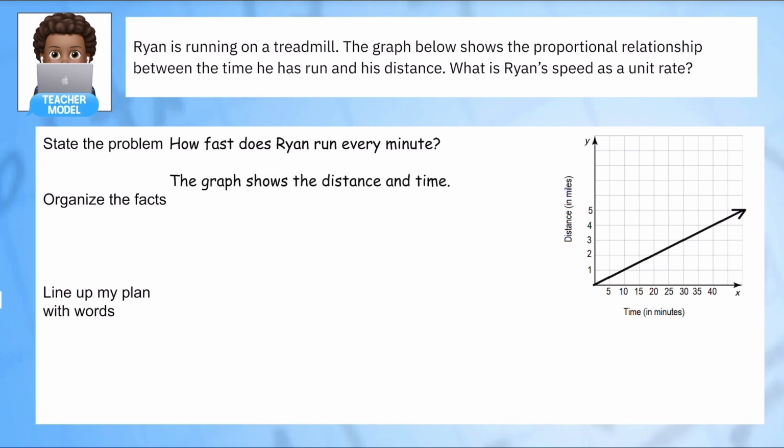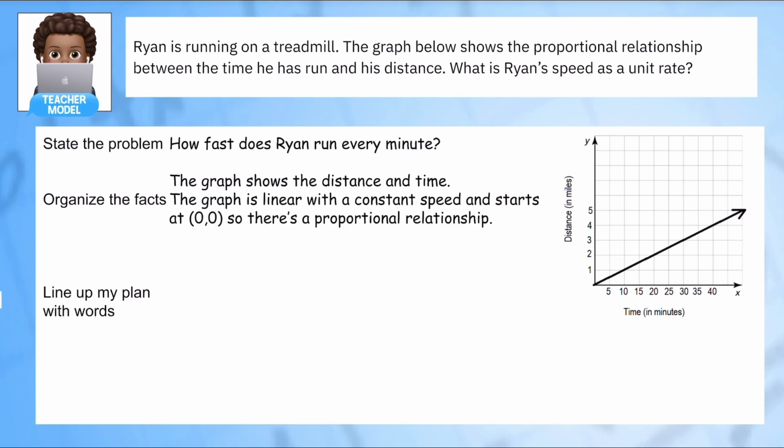So this tells us a few things. 1, we know there's some type of relationship between distance and time. Those are two variables. Because the graph is linear with a constant speed and starts at 0, 0, there's a proportional relationship. So this goes back to 7th grade math when we talked about proportional relationships. So that's just another thing to note. It starts at the origin and it's a straight line, so it is proportional. And that's important because it means we can represent this using the y equals kx equation. That's going to be super helpful for our plan.